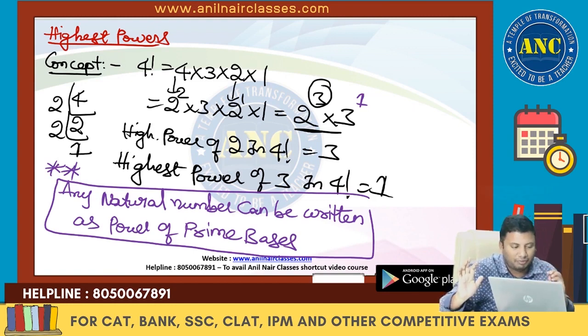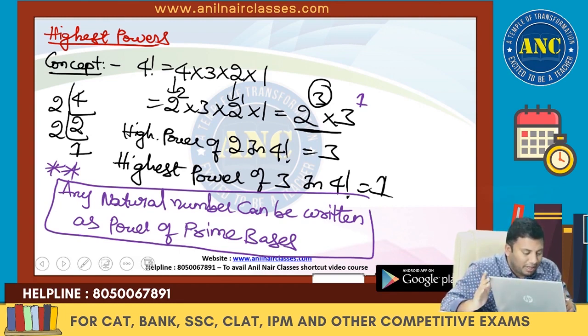Simple example, 4 factorial. For the first half an hour, 45 minutes, we will do as many questions as possible so that we will understand the concept behind it. Any natural number can be written as a power of prime bases.